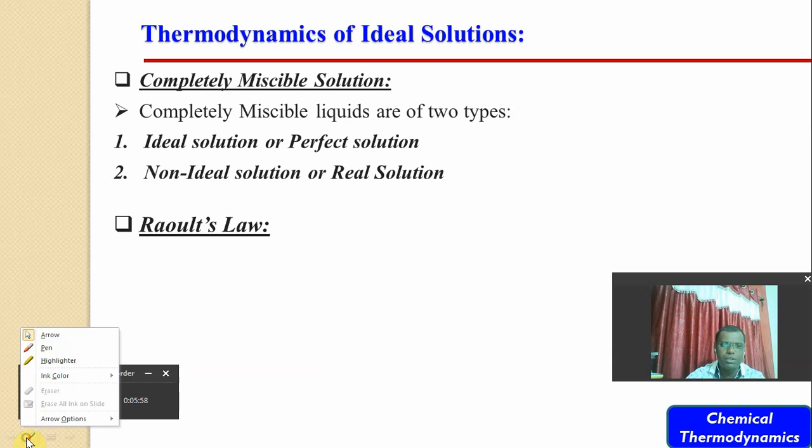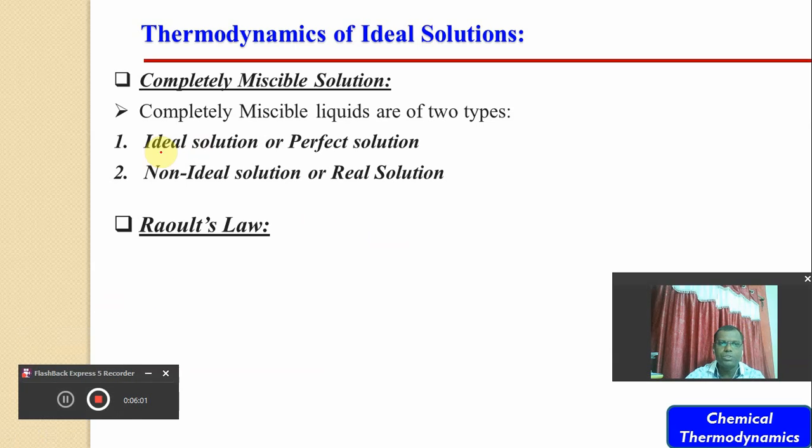Actually, why these are called ideal solutions and non-ideal solutions is also an important part that we will discuss later on. You will come to see that solutions which obey Raoult's law are called ideal solutions or perfect solutions, while solutions which do not obey Raoult's law are called non-ideal solutions or real solutions. This classification is based upon whether the solution obeys Raoult's law or not.